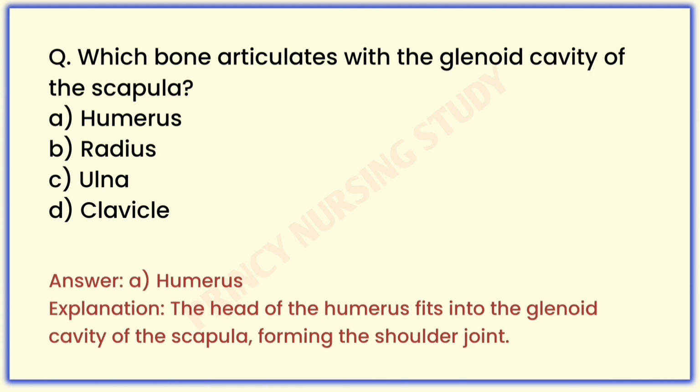Next question. Which bone articulates with the glenoid cavity of the scapula? Correct answer is A. Humerus. The head of the humerus fits into the glenoid cavity of the scapula, forming the shoulder joint.